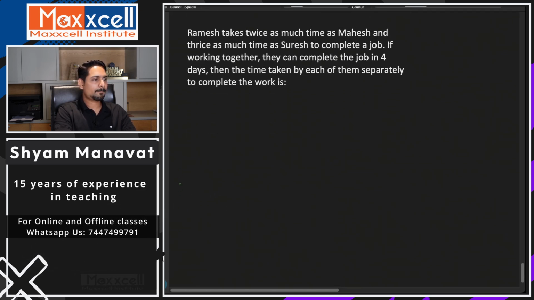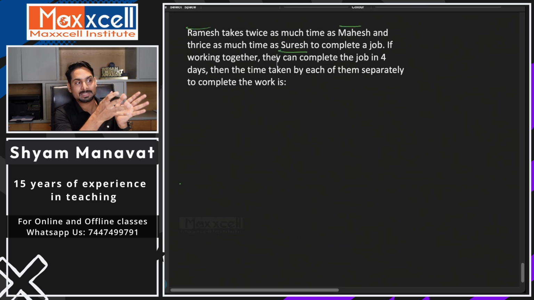So what do you have here? Ramesh takes twice as much time as Mahesh. So Ramesh, Mahesh, Suresh, individual people. So which type of question is it from the work and time chapter? This is individual, efficiency of individual, that type of question. So we'll focus on that. So how do we approach this question?